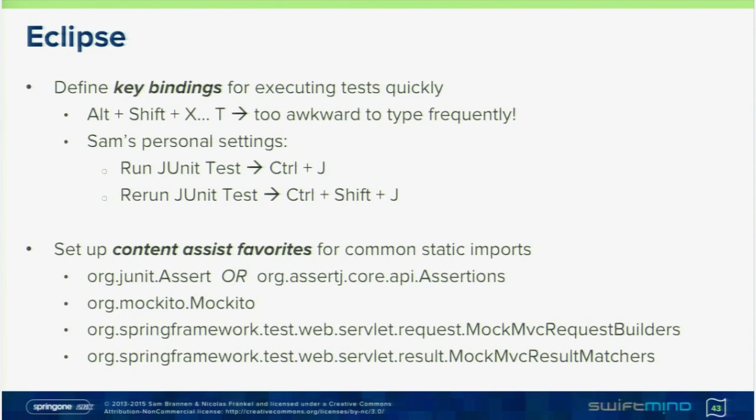Assign that to something that's fast for you. By default, Control-J and Control-Shift-J are something like incremental search in Eclipse, but I don't care about those. So J sounds cool for me, JUnit. I'm really fast. You probably saw me, I just hit Control-J.